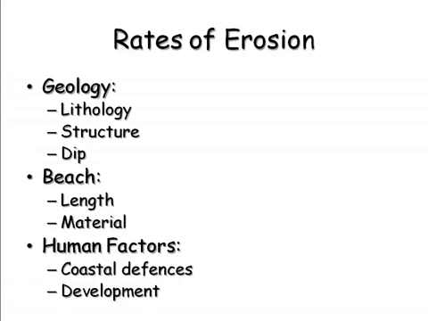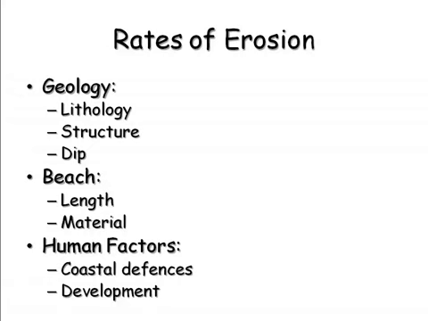The rate at which the coastline erodes has several different factors that will affect it, not least the rock type or the lithology. More and less resistant rocks will erode at different rates, obviously. Also, the structure of the rock, that is how it's laid down, whether it's in joints and bedding planes, whether the different types of rock run parallel to or perpendicular to the coastline, they'll all affect the rate of erosion.